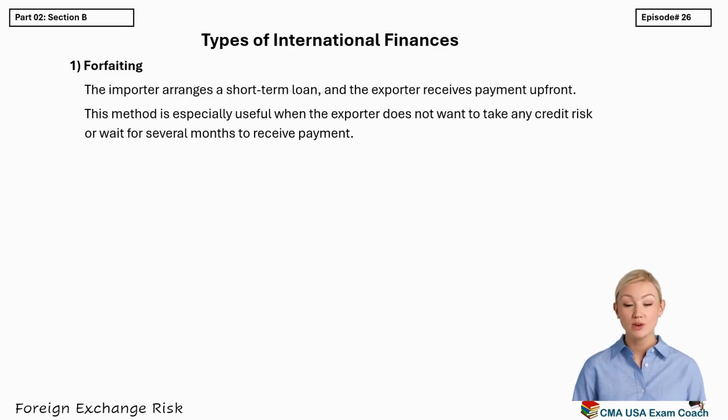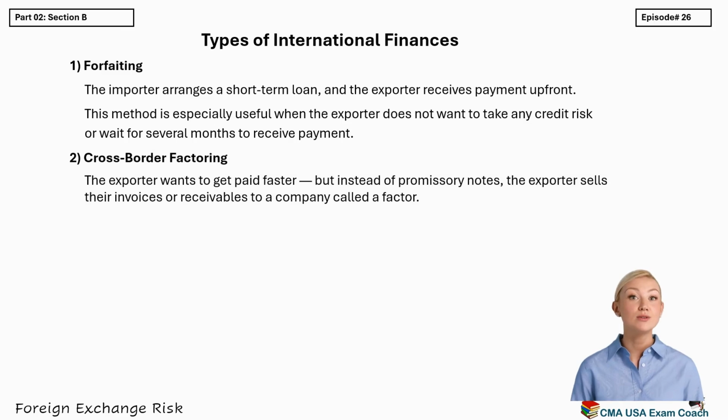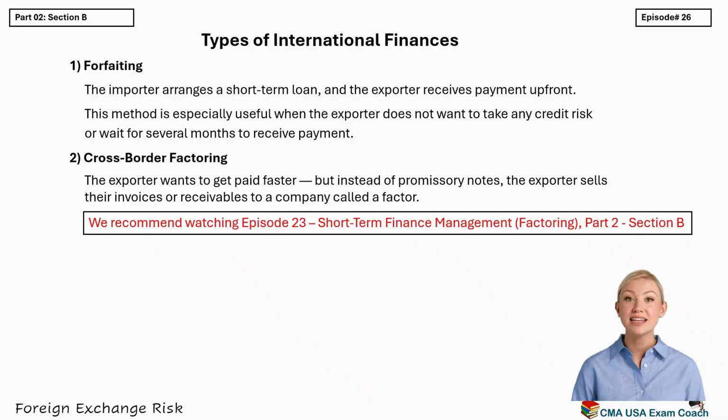Next, let's understand cross-border factoring. In this method, the exporter also wants to get paid faster, but instead of promissory notes, the exporter sells their invoices or receivables to a company called a factor. But here's the interesting part. The factor is located in the importer's country. The process goes like this. The exporter sells goods to a foreign buyer and issues an invoice. Now, instead of waiting for the buyer to pay after 30 or 60 days, the exporter sells that invoice to the factor. The factor pays most of the invoice value to the exporter immediately, and later collects the full payment from the buyer. This way, the exporter gets instant cash and the collection work is handled by the factor.